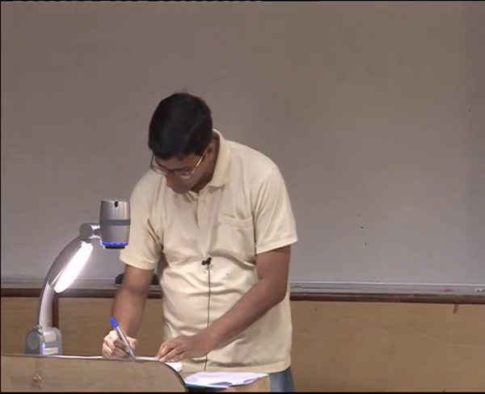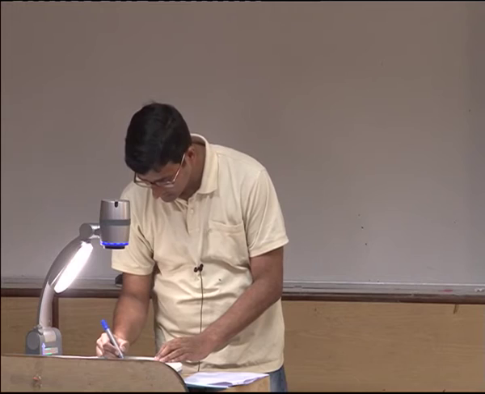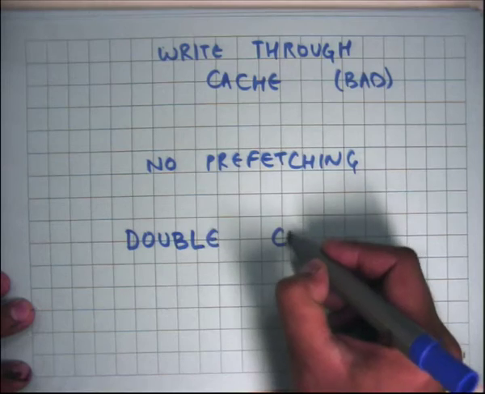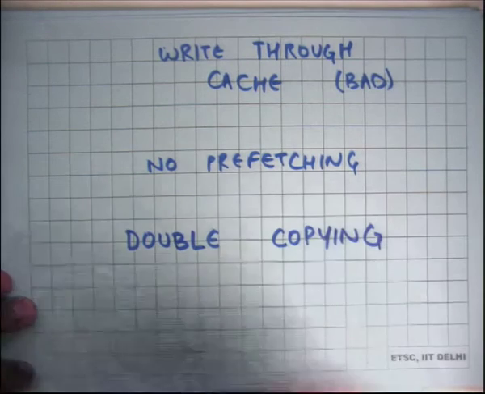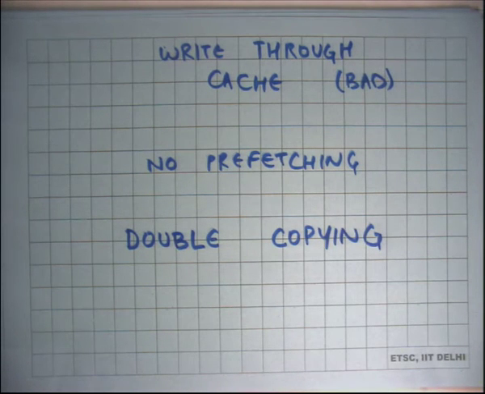And there are also double copies. There's another fact about the file system as we have seen it so far: there's double copying. What do I mean? If an application says I want to read sector X, then first sector X gets copied from the disk device to the buffer cache. The buffer cache is an in-kernel data structure. The user cannot see it directly. And then it is copied from the buffer cache to the user's address space.